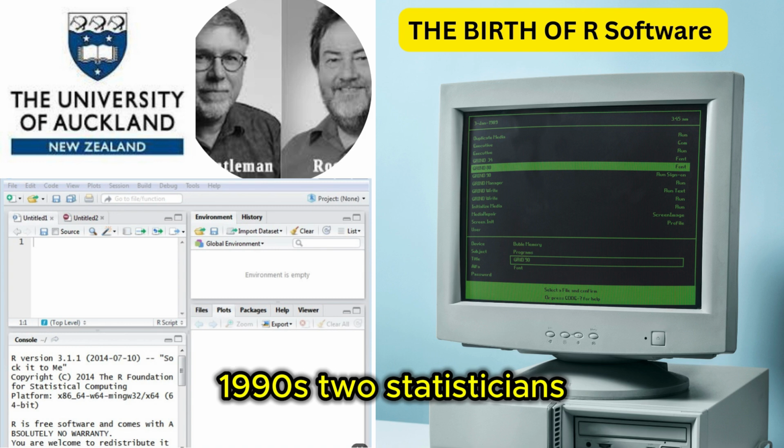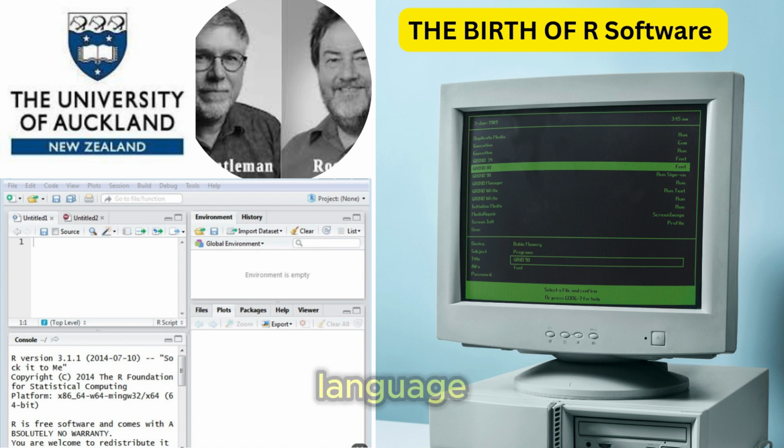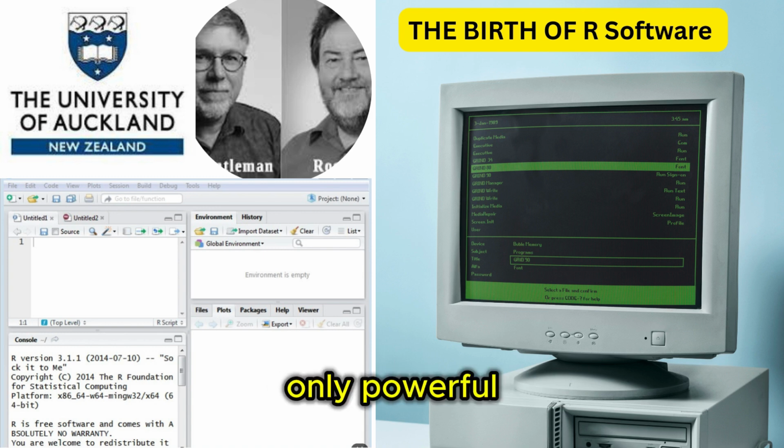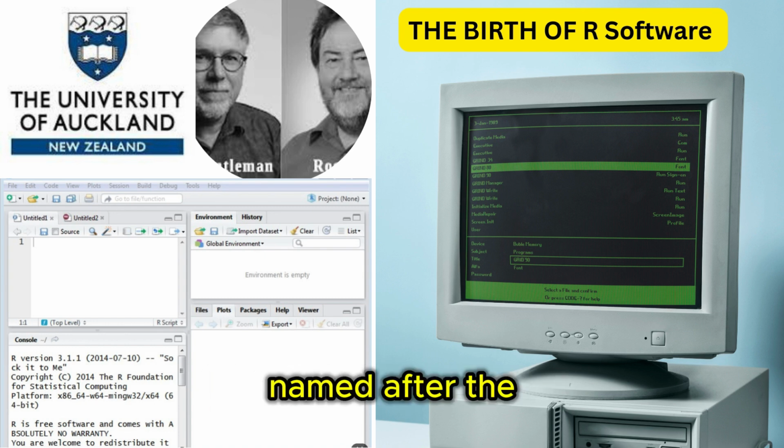Two statisticians, Ihaka and Robert Gentleman, were inspired by the S programming language developed at Bell Laboratories. Their goal was to create a statistical computing environment that was not only powerful but also open and free for everyone to use. In 1993, Ihaka and Gentleman released the first version of R, named after the first letters of their names, as well as a nod to the S language it was modeled on.